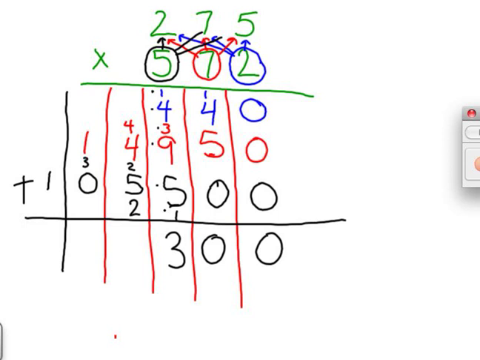Okay. 5 plus 2 is 7. 7 plus 2 is 9. 9 plus 4, 13. 13 plus 4 is 17. Bring the 7 down here. Carry the 1 underneath. Okay, now we've got 3 plus 1 is 4. And we are left with 147,300 as my answer.